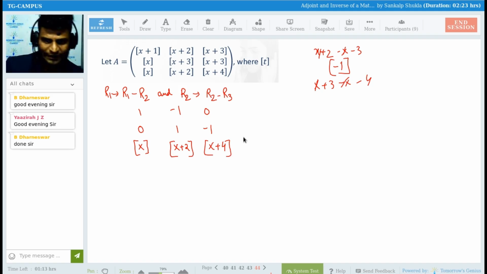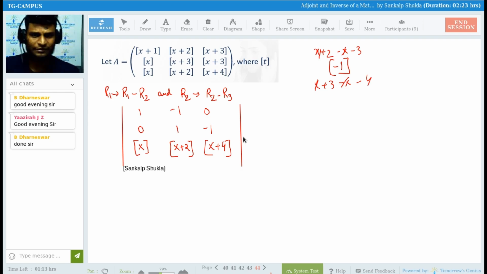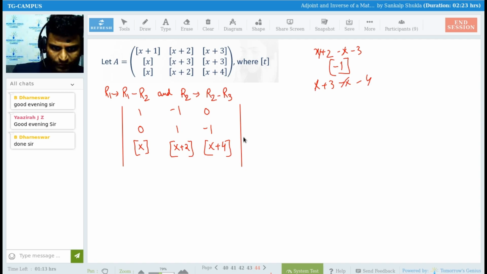Fine. Now guys, pay attention, because I am about to tell you how to expand a determinant. The question is asking for the value of the determinant, so this is a determinant. Now how do we expand a determinant?